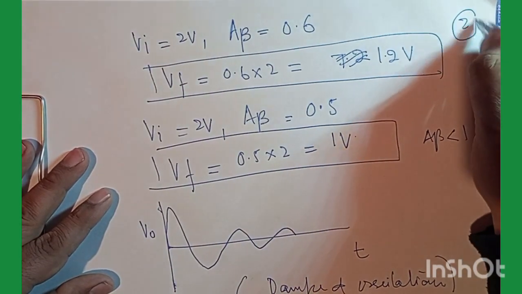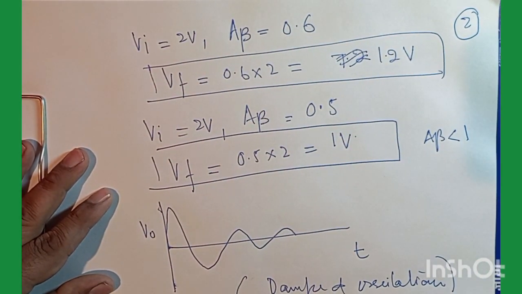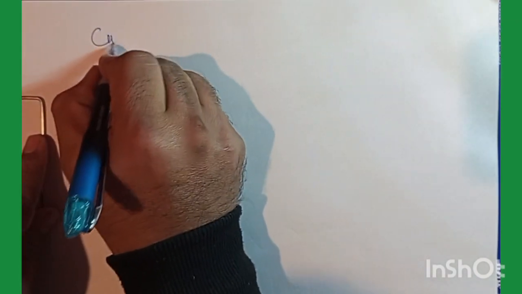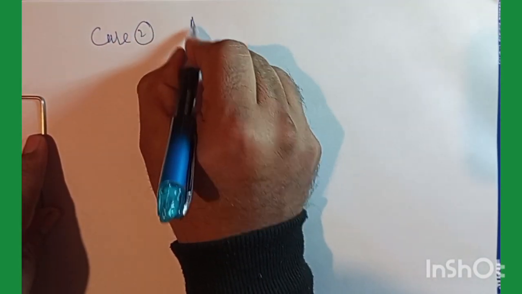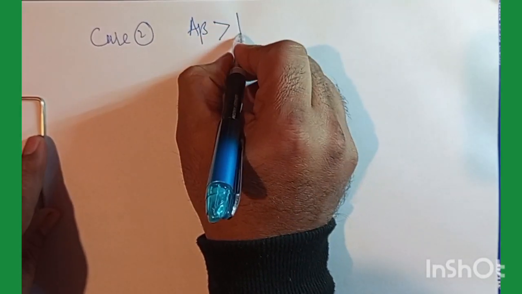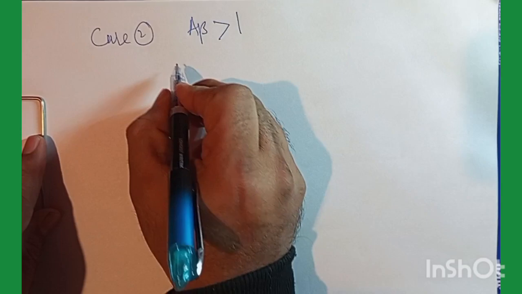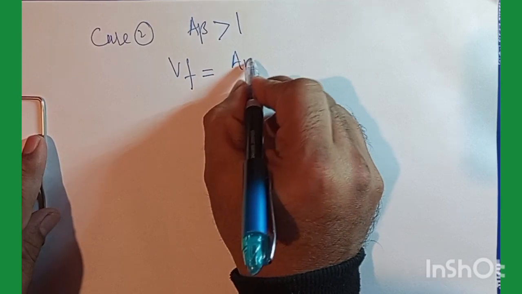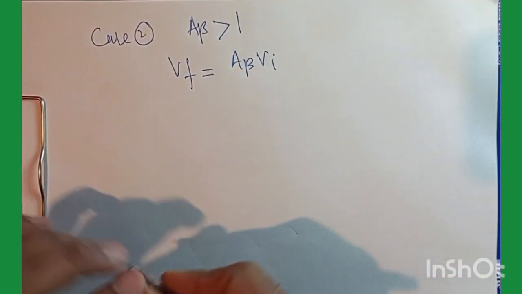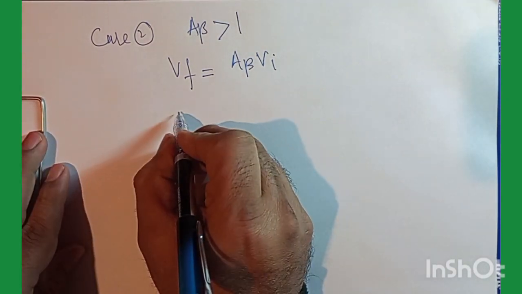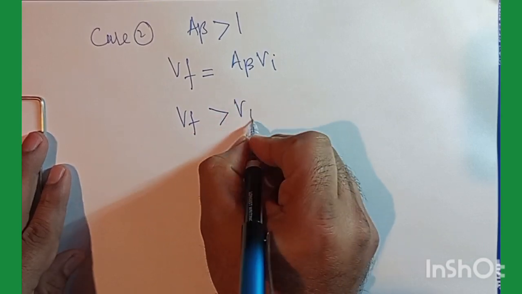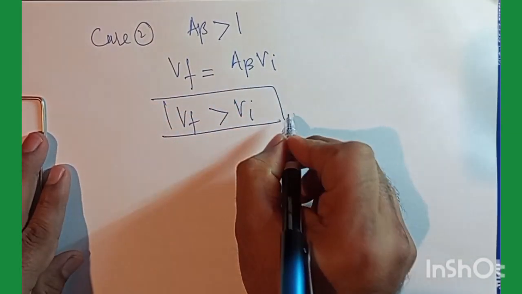Now let us proceed to another case. We take case 2, where we assume that this A beta is greater than 1. If that's the case, what will be VF? Because VF is basically A beta VI, right? So in this case, we have VF greater than VI. And we can understand it with simple numbers.